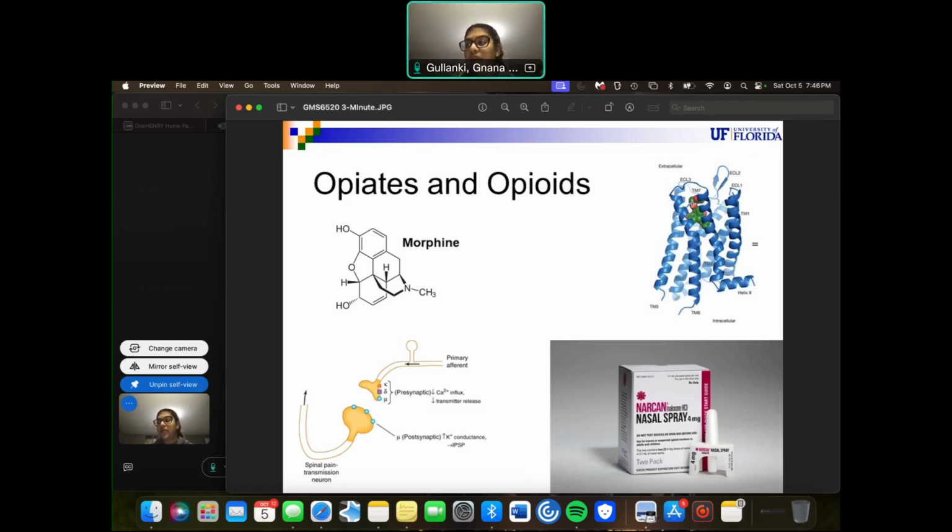The next subtype is a kappa subtype, which also helps with analgesia but has dysphoric side effects, unlike the mu receptor. And the third receptor, the delta receptor, can mediate effects like analgesia and convulsions, kind of like seizures. And the delta receptor also aids in the tolerance of opioids.